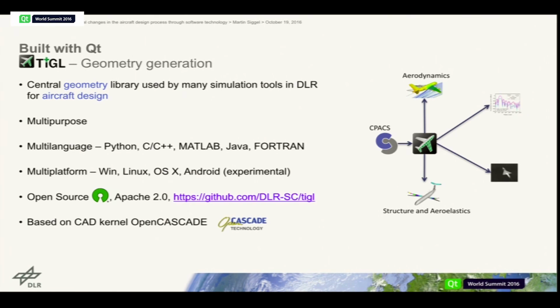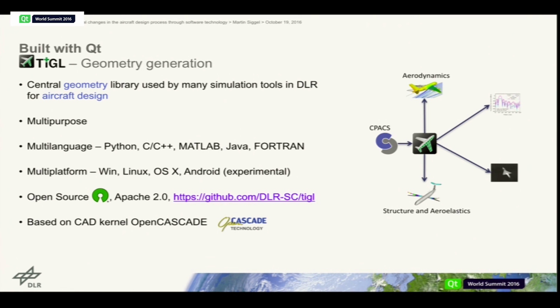Another tool is the TiGL library, which I am also developing. It's a central geometry library used by different simulation tools in the German Aerospace Center, because we have a descriptive format called CPACS, which describes in a parametric way how the aircraft looks, the geometry. And this library creates the 3D model of the whole aircraft. And different tools, aerodynamics, structures, radar tools, are all using the same geometry by calling this library.